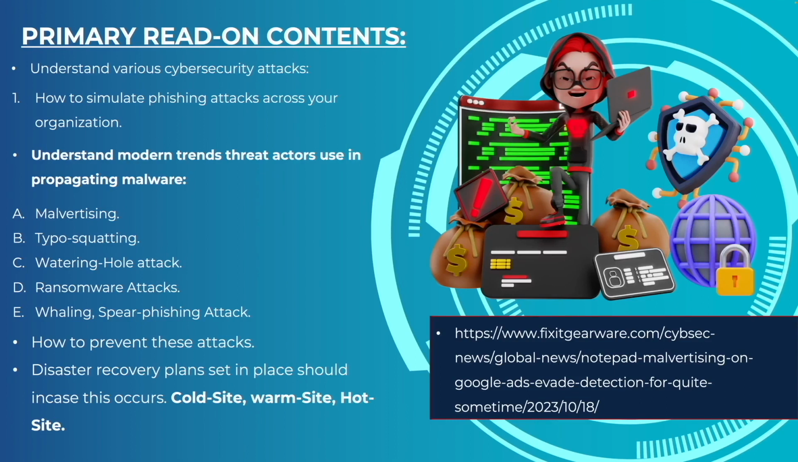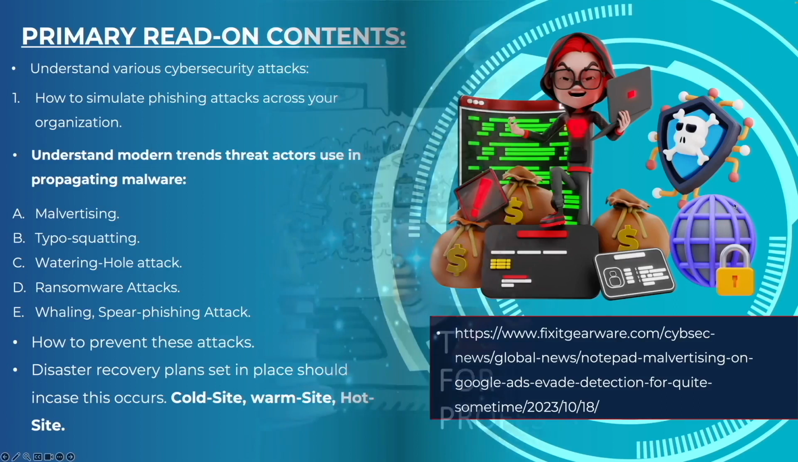For example, we have the cold site, the warm site, and the hot site, and you should be able to differentiate between these various sites. For instance, the hot site is a fully functional site, while the warm site is partially functional and the cold site is not functional. It's just a physical structure which might comprise just cabinets and racks.